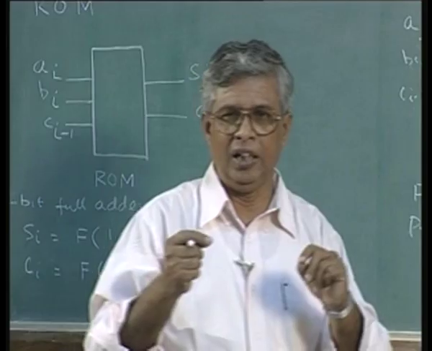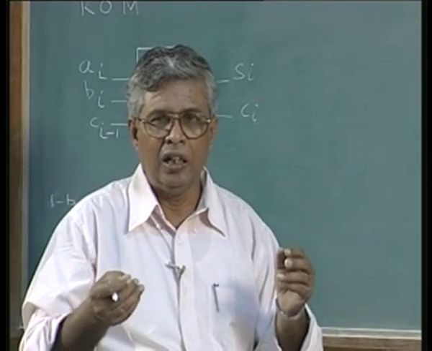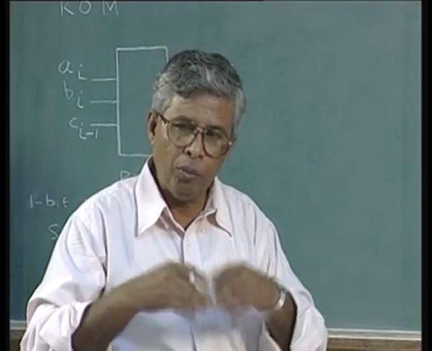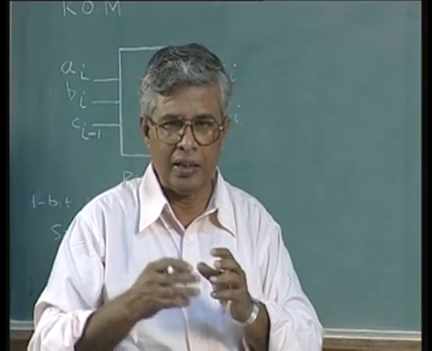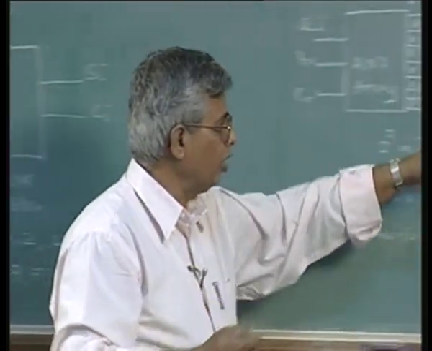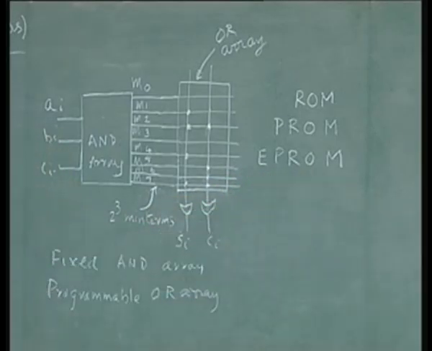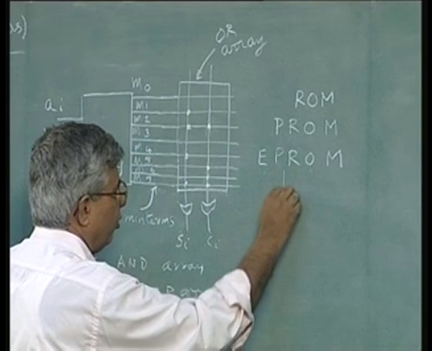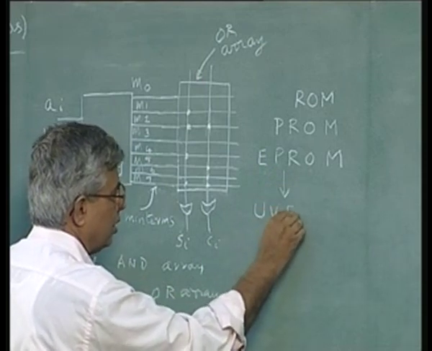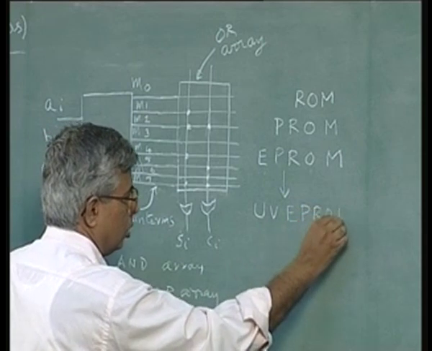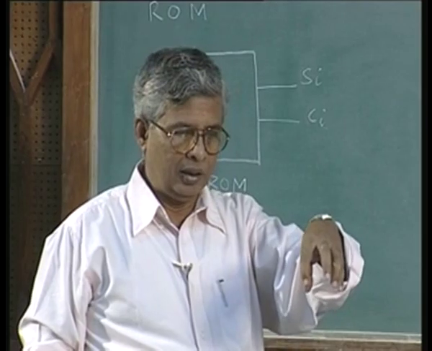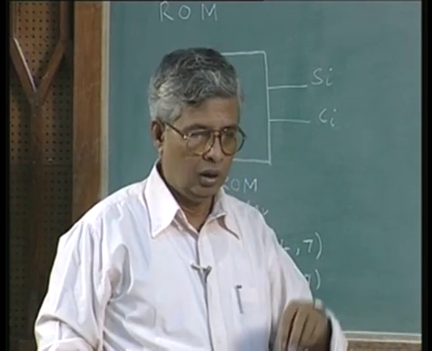But once I make it in the field, if I cannot change it, I can make only one set of connections. I need one more feature whereby I can remove the program and redo it, that is called erasable programmable. Erasure can come out of shining ultraviolet rays, called UV EPROM. You can erase the device after programming it by shining an ultraviolet light on the device.